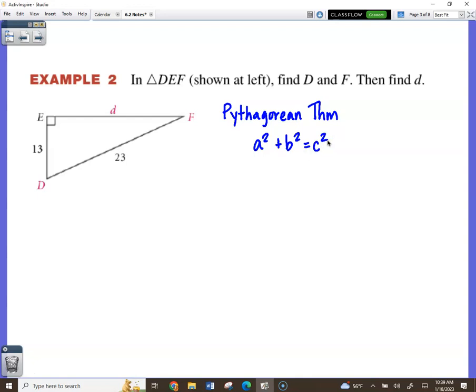Remember, the only restriction on the Pythagorean theorem is which letter in the formula. C has to be the hypotenuse. So you would plug in what you know. Does it matter how I plug in the 13 and the D? No, it doesn't matter, because they're going to be the same regardless.